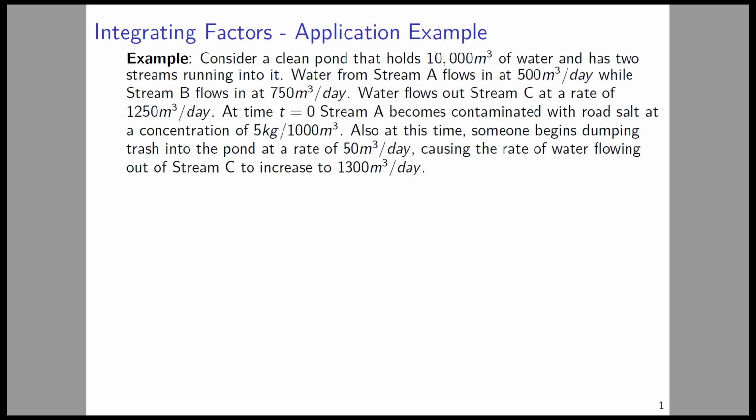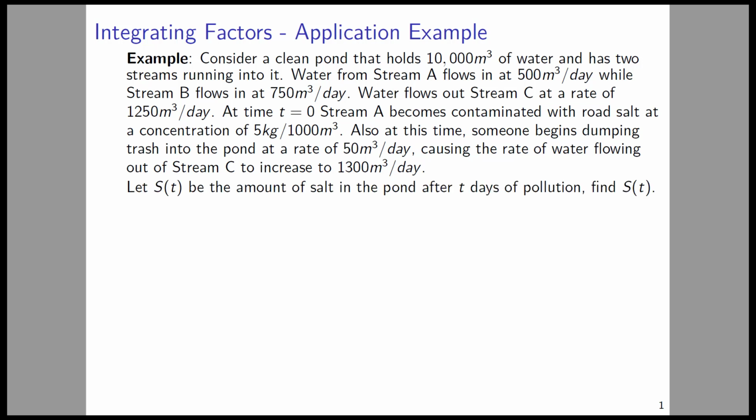And also at time 0, someone begins dumping trash into the pond at a rate of 50 cubic meters per day, causing the rate of water flowing out of stream C to increase to 1,300 cubic meters per day. The idea here is that the total volume going in is 1,300 cubic meters, 1,250 cubic meters of water and 50 cubic meters of trash, so the rate out must also be 1,300 cubic meters per day. But all that's coming out is the water.